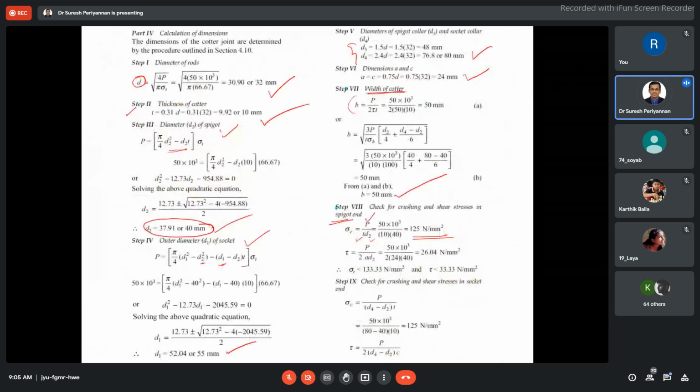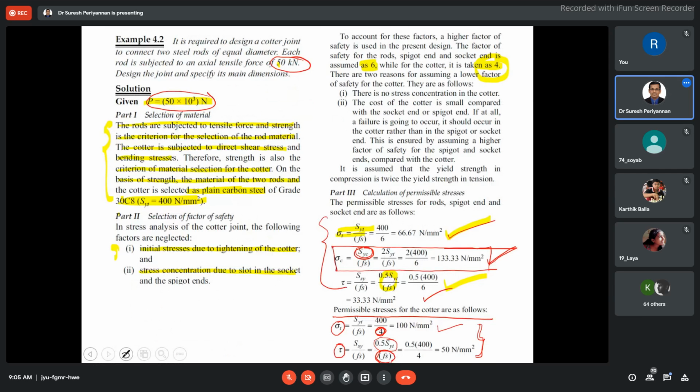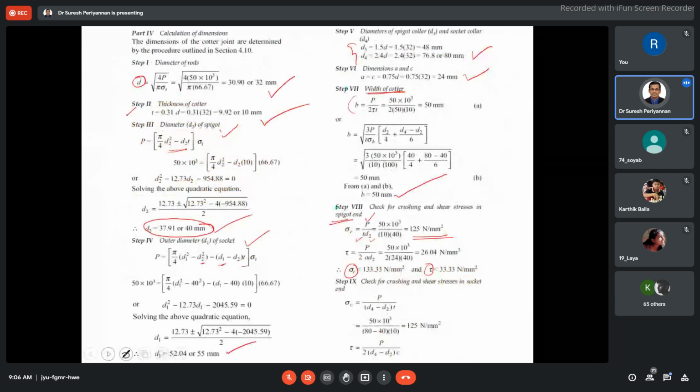Now sigma C. Sigma C and tau I have found from this spigot. I am verifying what the permissible limit is. We already know 133 Newton per mm squared, 130 Newton per mm squared, and the tau is 33.33 Newton per mm squared. Both values from our own design are less than our permissible limit.